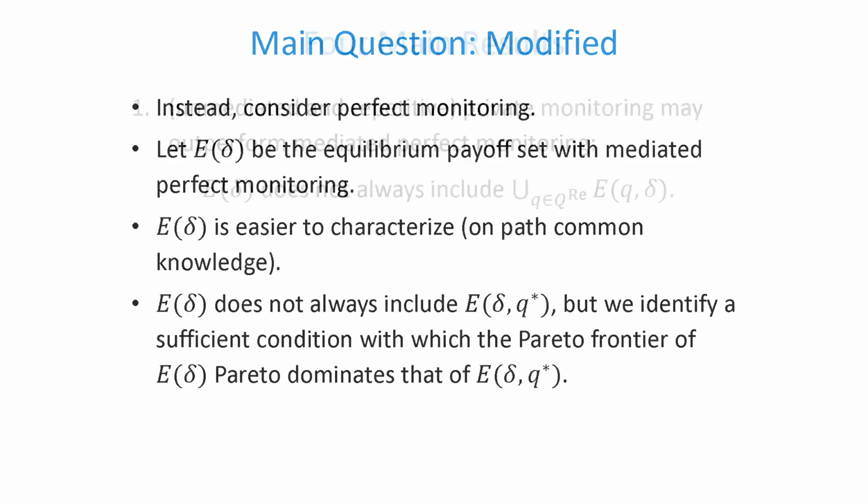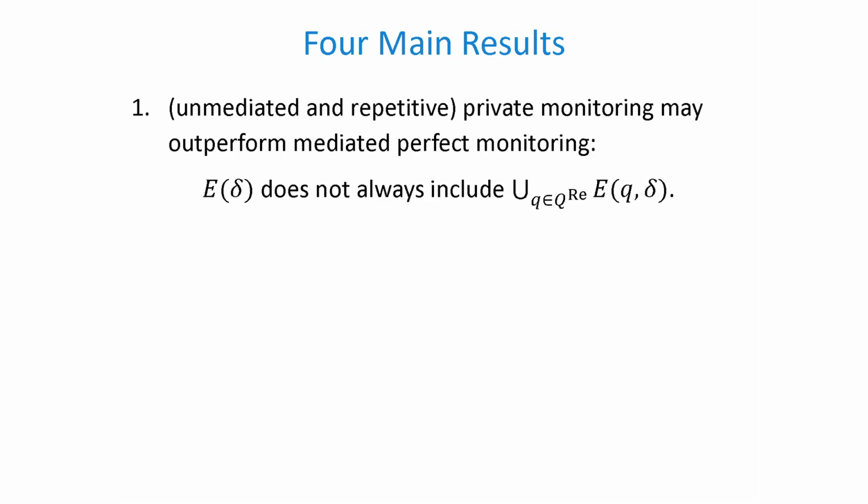Okay? And then we may wonder whether the fact that this set is too big is probably because we allow history-dependent monitoring. So suppose you say, well, we only care about the upper bound for repeated private monitoring. The answer is still no, in the sense that we can construct an unmediated repeated private monitoring structure that outperforms mediated perfect monitoring. In other words, the set of mediated perfect monitoring does not always include the set of equilibrium payoffs with repeated private monitoring either. Okay, so even if you only care about repeated monitoring, this set is not always working.